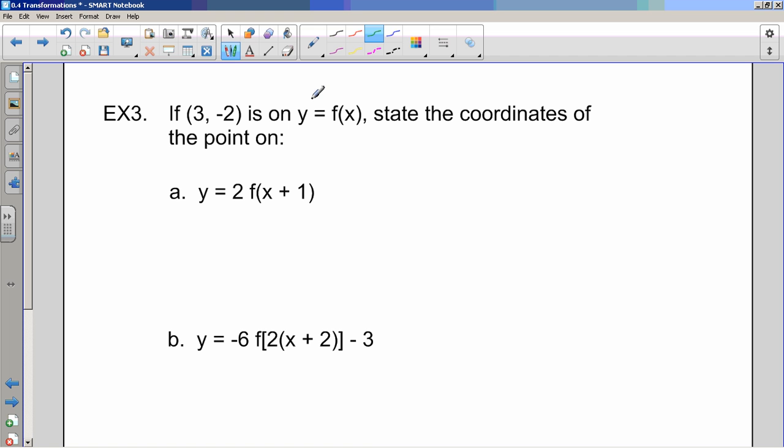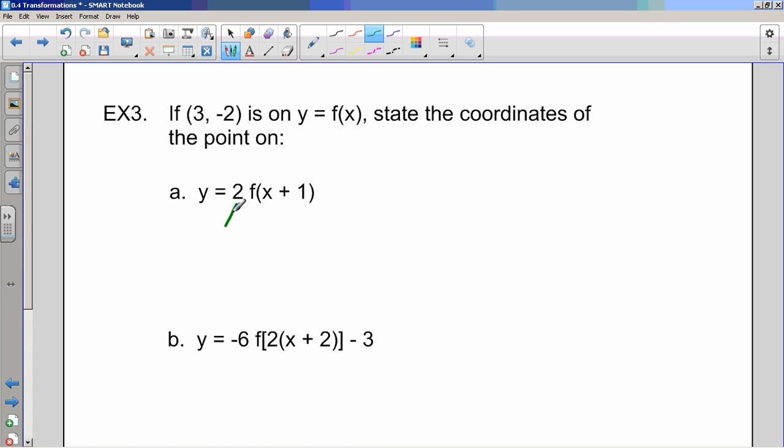Notice that we don't have any information about what this function f is. All we know is that (3, -2) is on it. That's it. And we want to find the coordinates of the point on this new graph. This is kind of like the g of x. So that's on that. Where does this point end up on the new graph?